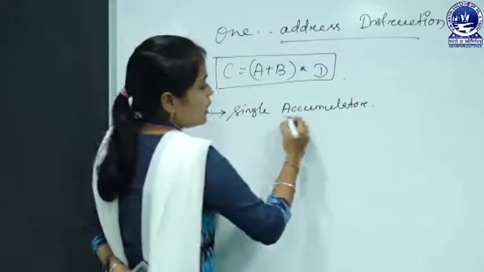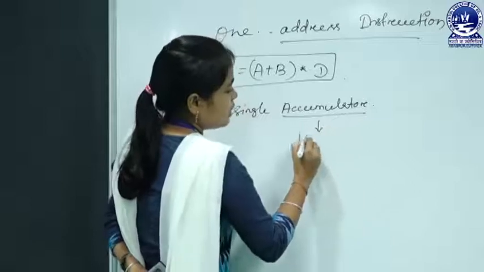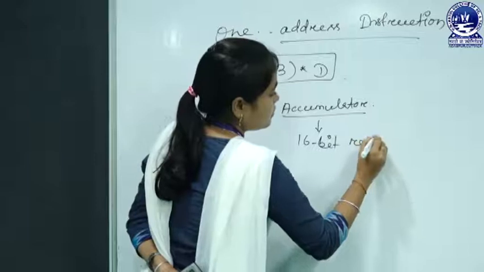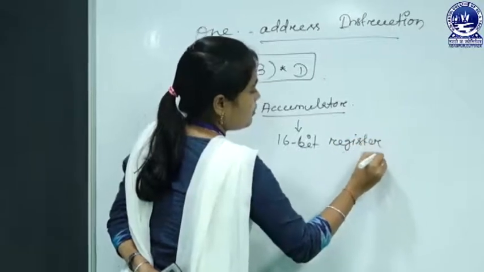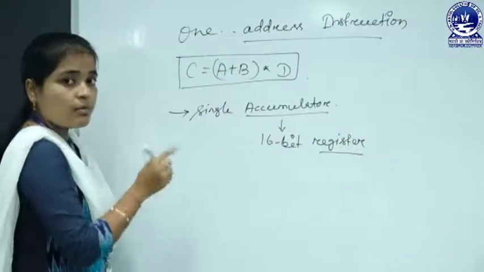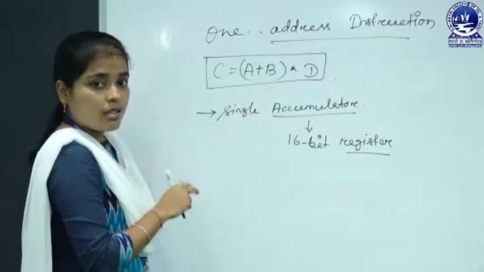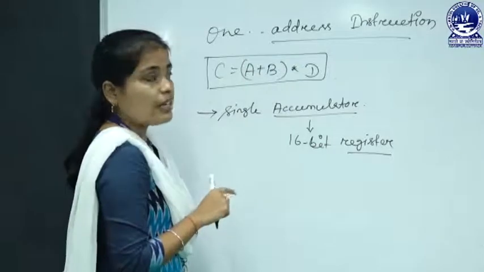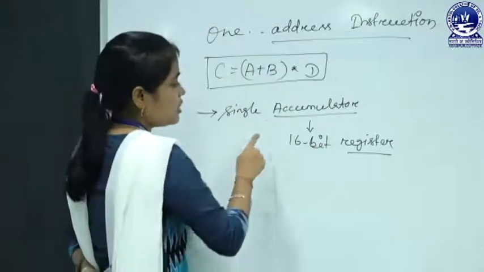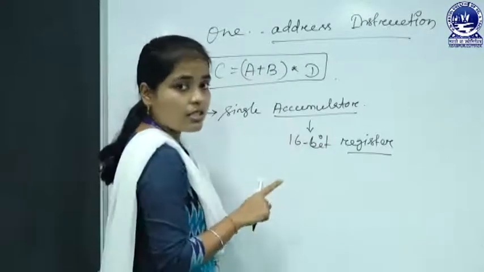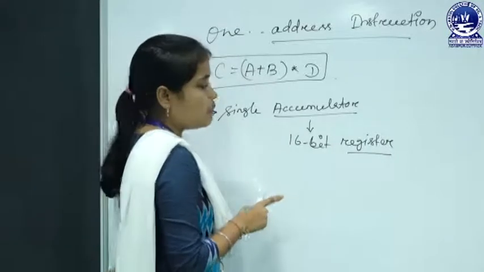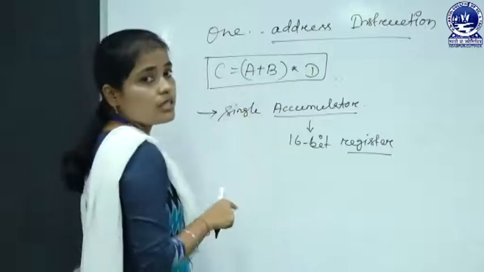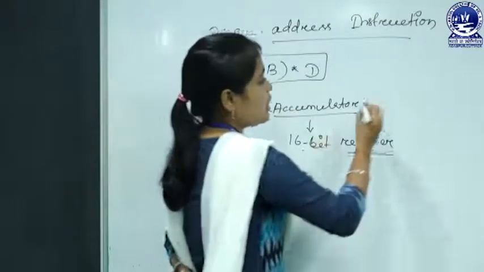The accumulator, as I have told you, is a 16-bit register. When I talk about a register, it must contain some value or some address. That is why the instruction is called a one address instruction, because here we are using only one register, that is the accumulator, and by using the one register accumulator we have to perform this operation. So, let us see how we will write it.